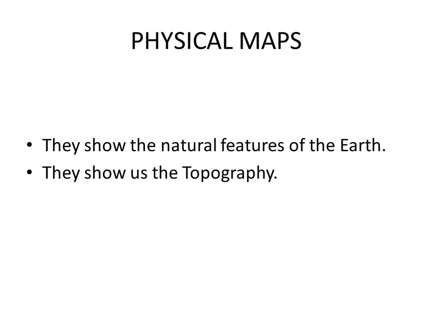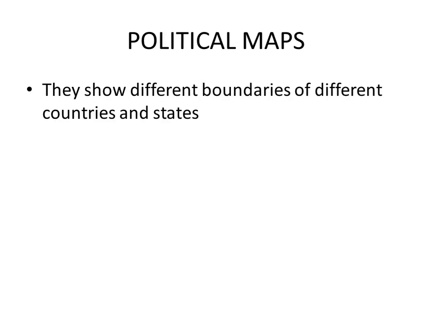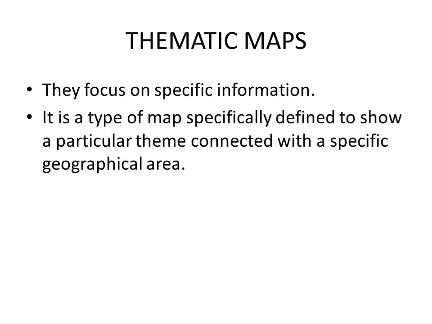What are physical maps? They show the natural features of the earth. Rather, we can say that they show us the topography. What are political maps? They show different boundaries of different countries and states. What are thematic maps? They focus on specific information. It is a type of map specifically defined to show a particular theme connected with a specific geographical area.